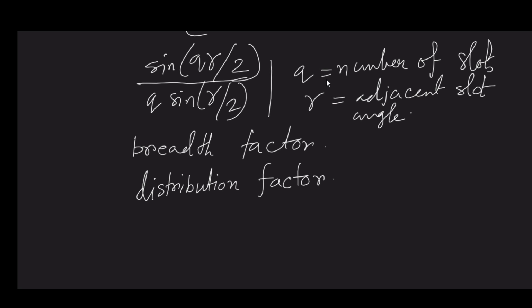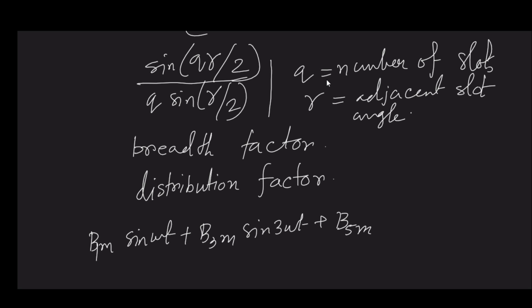If it is sine omega t, then you will get b1m sine omega t plus b3m sine 3 omega t plus b5m. Generally, as it is half wave symmetric, only odd harmonics you can expect. This is the general b of theta. Here actually not sine omega t, this is also sine theta. Sorry, sine 3 theta, sine 5 theta.